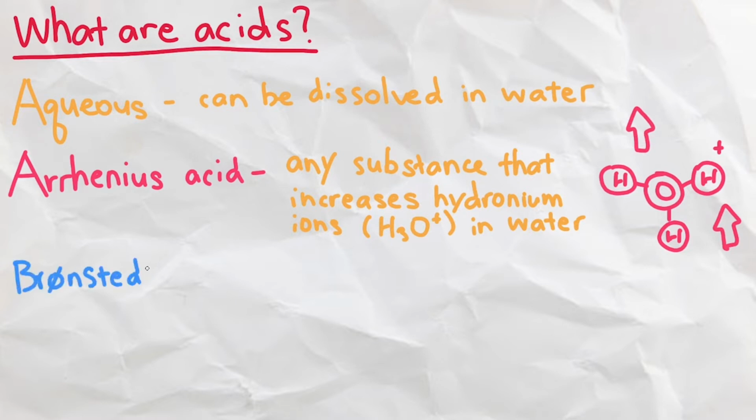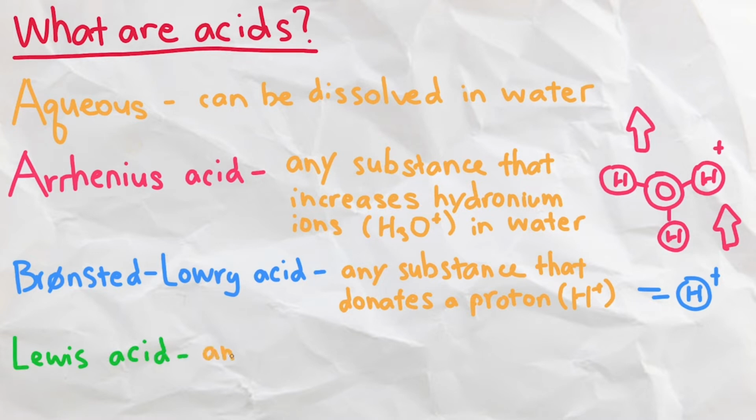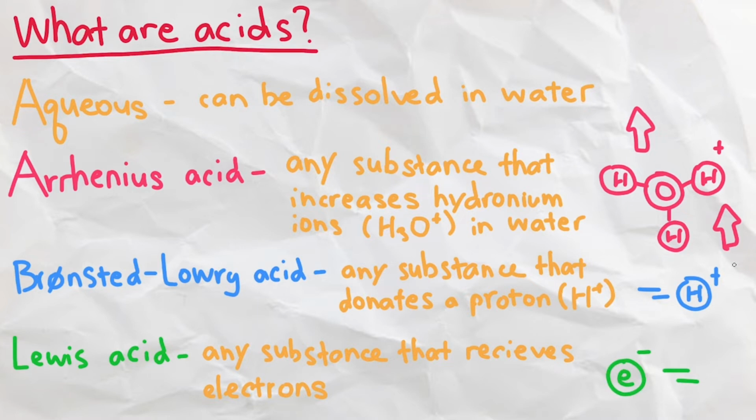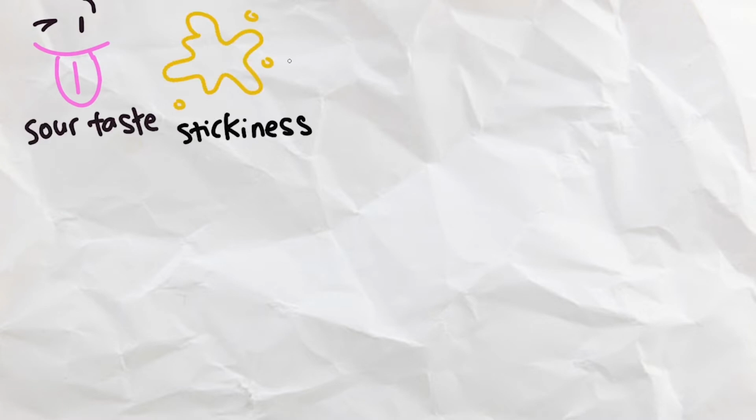The next one is the Brønsted-Lowry acid, which states that an acid is any substance that donates a proton or hydrogen ion, not just in water. And lastly, the Lewis acid states that an acid is any substance that receives electrons from reactions. Fortunately, only one of the definitions is the most commonly used, and it is the Brønsted-Lowry acid, as it applies to almost all acids. Acids are also characterized by their sour taste and stickiness.